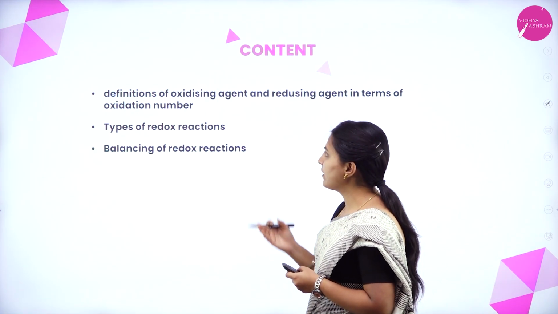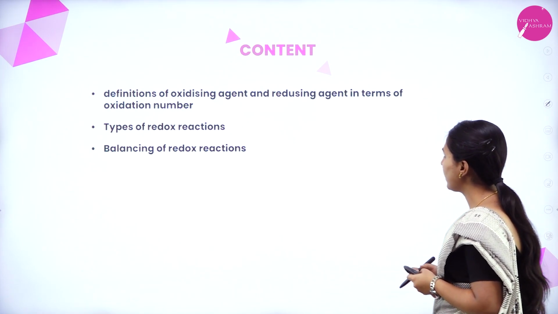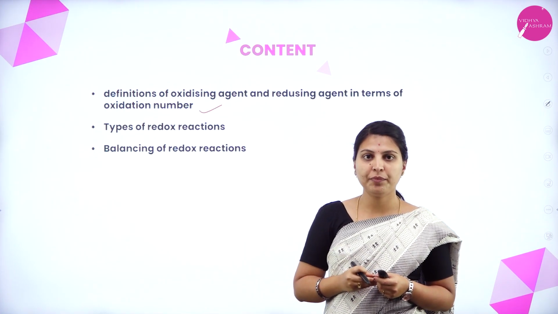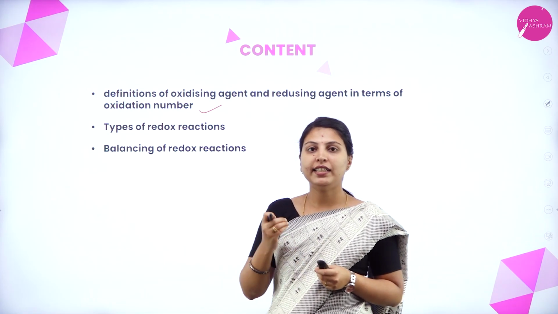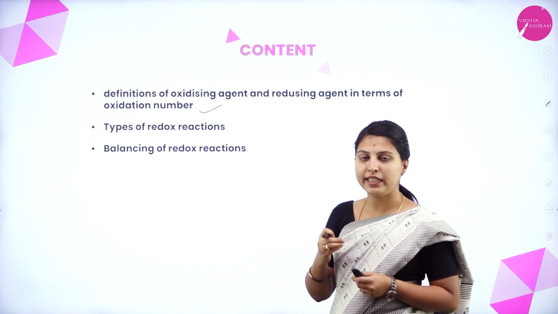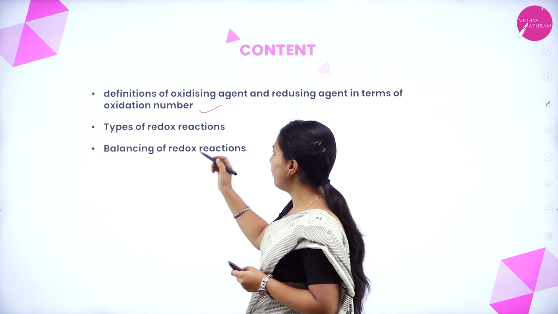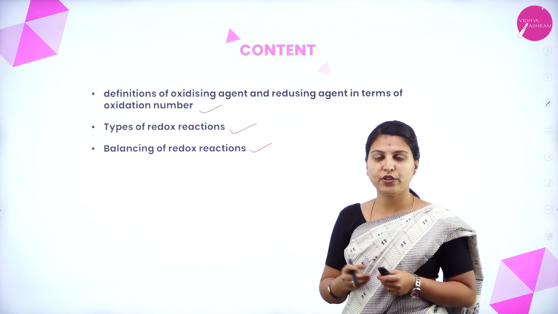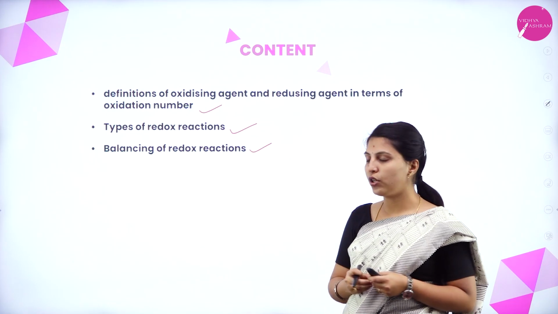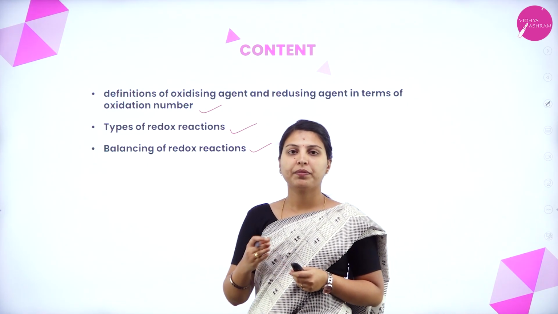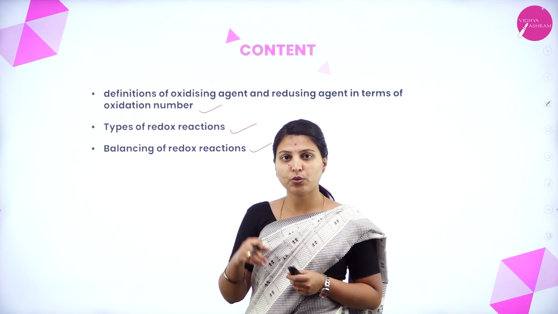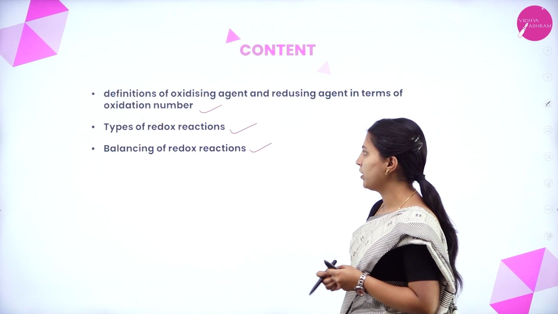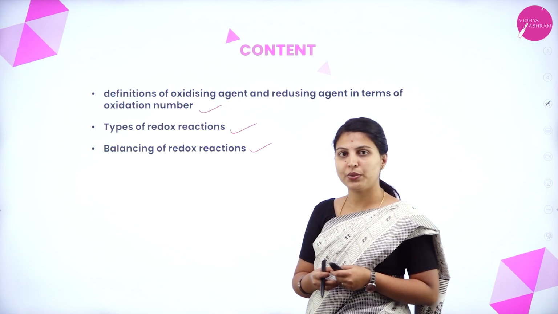In today's session, we will discuss definitions of oxidizing agent and reducing agent in terms of oxidation number. We know what is oxidizing agent and reducing agent, but today we will discuss in terms of oxidation number, so its statement will be changed a little bit. Then types of redox reaction and balancing of redox reaction. There are two methods of balancing redox reactions, but in today's session we will discuss the first method. So, these are the contents which we will discuss in today's session.